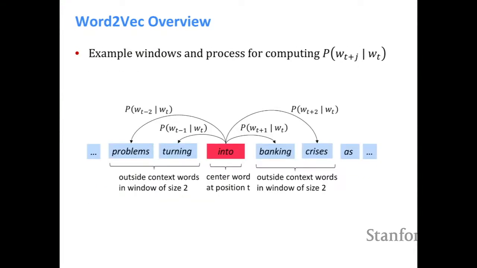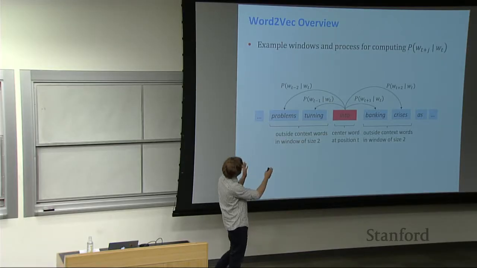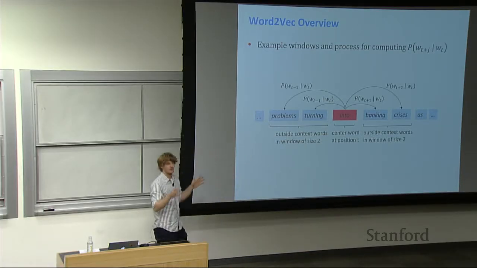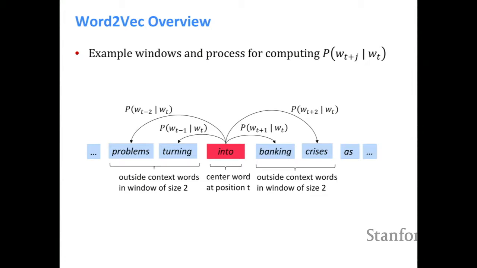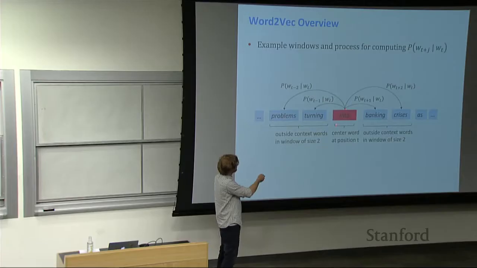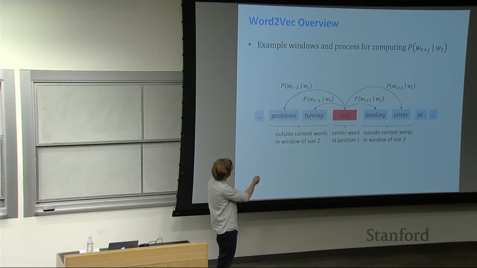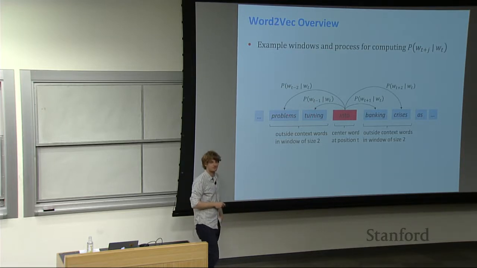So let me walk you through an example. So we just mentioned this word banking before. And this is now one such window. So we take a center word. And it starts usually at the first word. But now we've gone through this process a couple times. We look at this center word here at position T. And we want to use the vector of this center word to try to predict, with high probability, which words would appear right next to it.